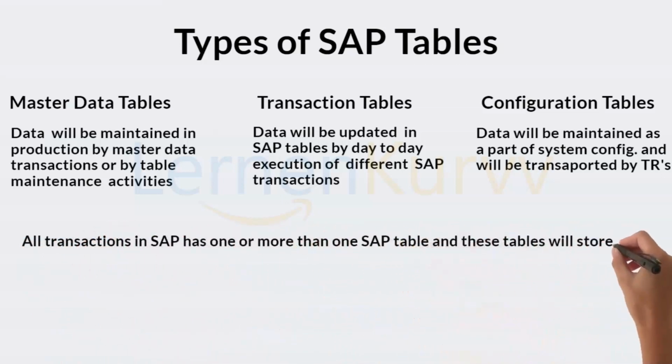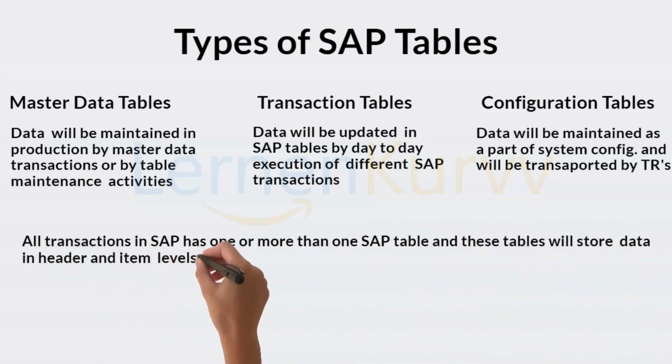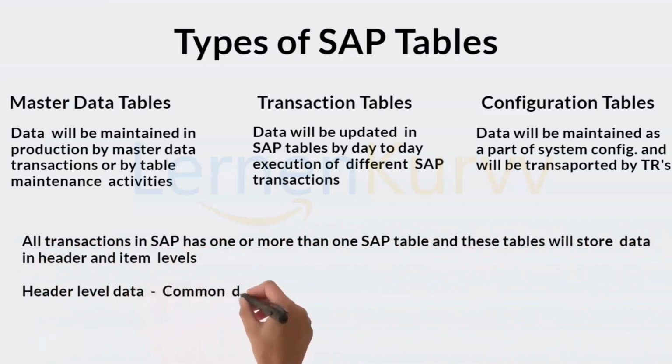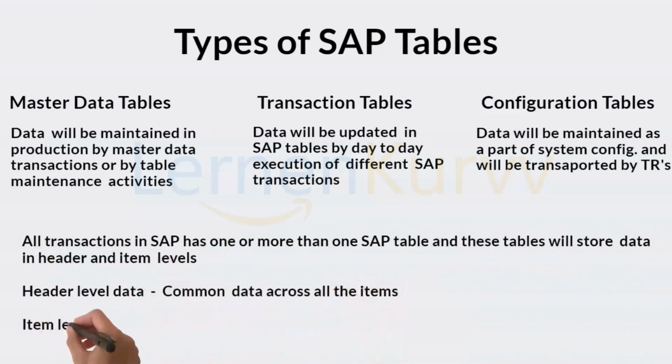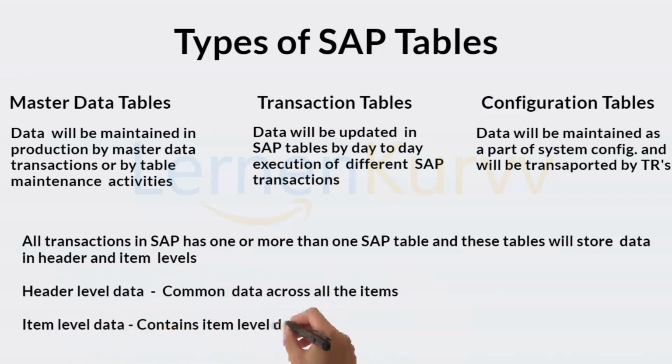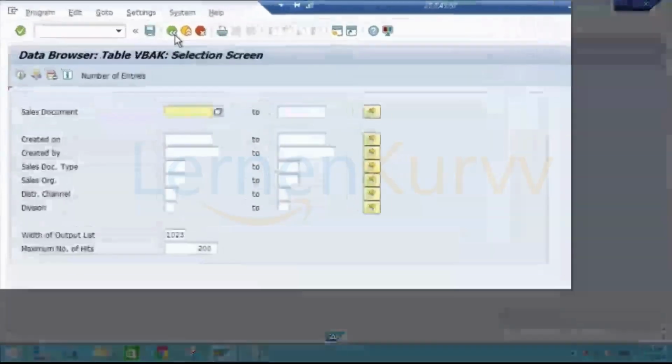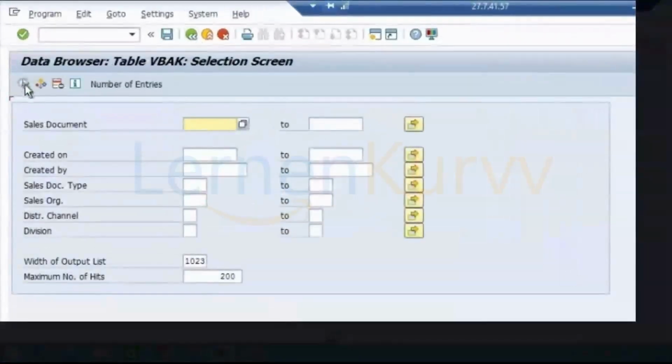And these tables will store data at header and item level. Header level data is common across all the items, and item level data will contain the material description, maybe counter segments, and other important things which are required for an item which has been procured individually, or as a set. So, let me show you one of the examples.